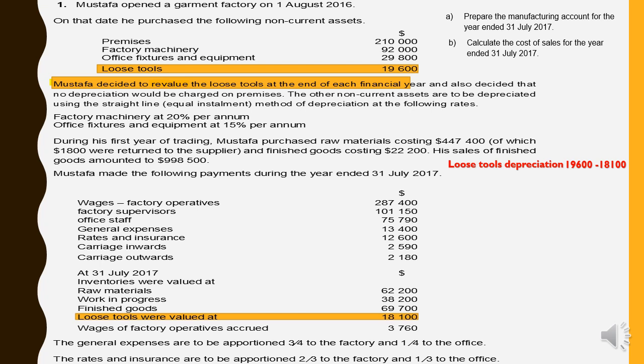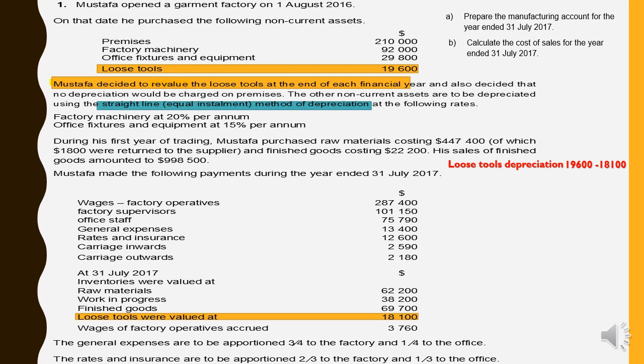I continue it, and also decided that no depreciation would be charged on the premises. Okay, so no need to do anything. The other non-current assets are to be depreciated using the straight line method. What are the other non-current assets we have? We have factory machinery and office fixtures.